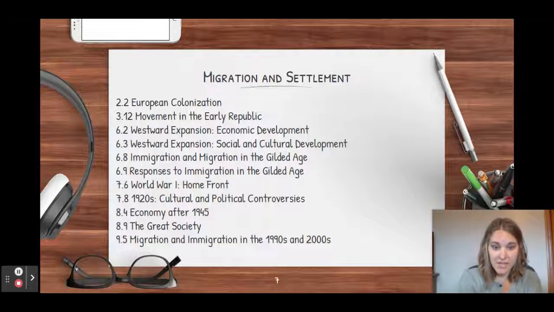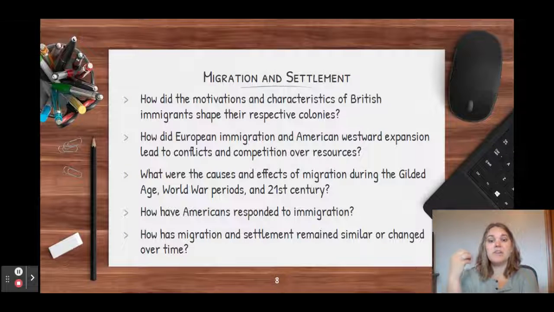So what are the things you want to pay attention to with this theme? How did the motivations and characteristics of British immigrants shape their respective colonies? So we are really going to be zoning in on the skill of comparison. We'll start looking at comparison next week. But how did their motivations and who they were end up impacting the colonies differently? How did European immigration and American westward expansion lead to conflicts and competition over resources? So that's a concept you're going to come across right away in this reading, but it's going to continue throughout American history.